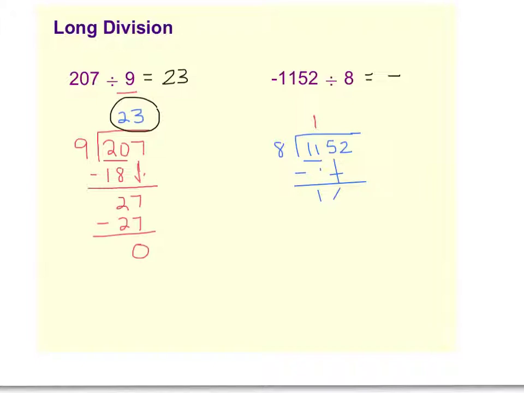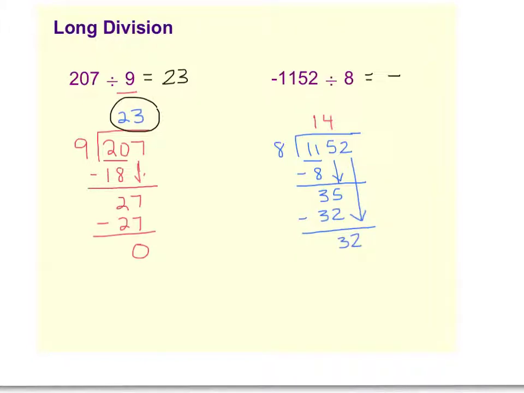So now we ask ourselves, how many times does 8 fit into 35 without going over? Well, 8 will fit into 35 4 times without going over. And we multiply. 4 times 8 gives us 32. And then we subtract. 35 minus 32 is 3. Bring down the next number, which is a 2. Oh, we just did this one.